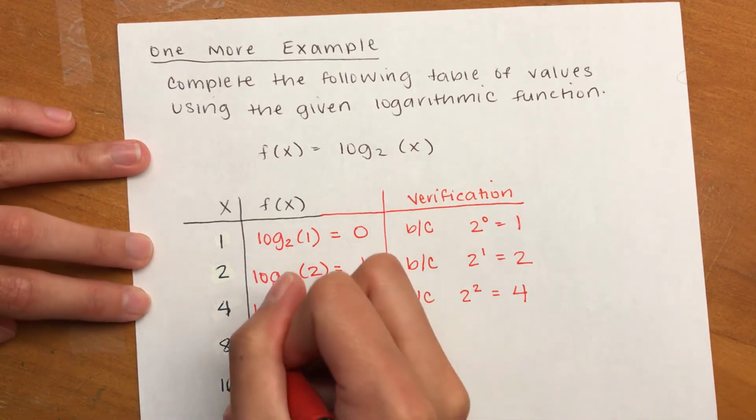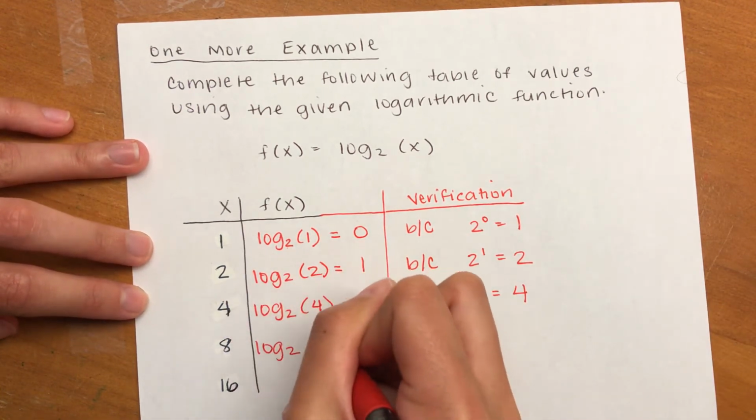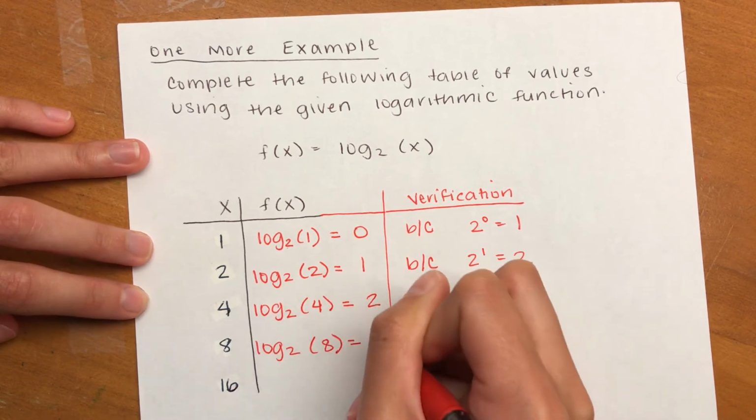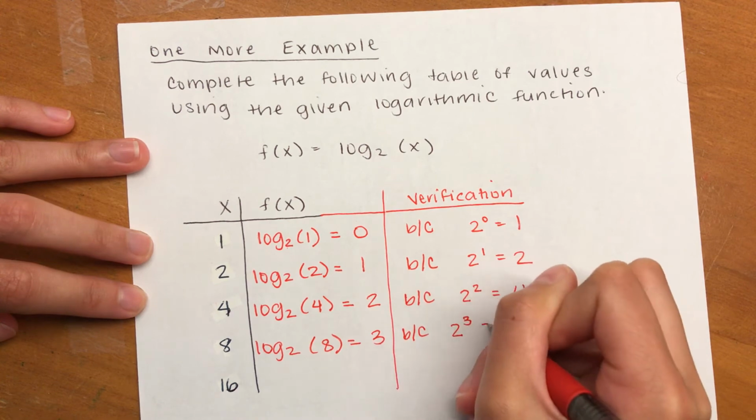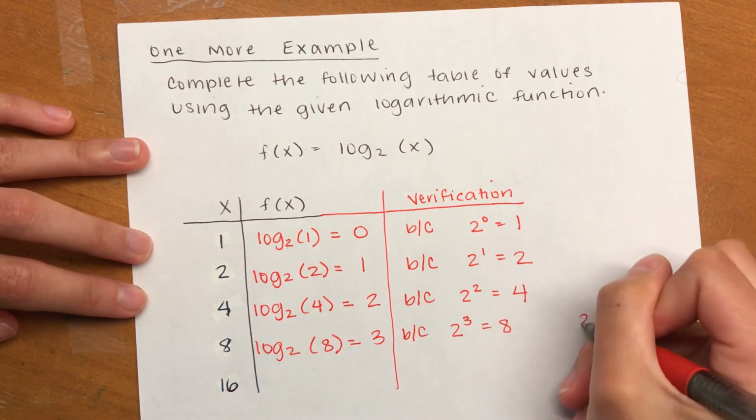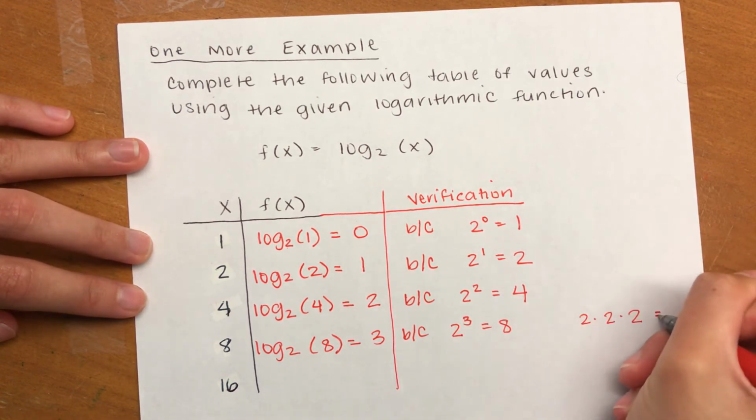And we keep going. Log base 2 of 8. 2 to what power is 8? That's going to be 3, because 2 to the 3rd power equals 8. That would be 2 times 2 times 2 equals 8.